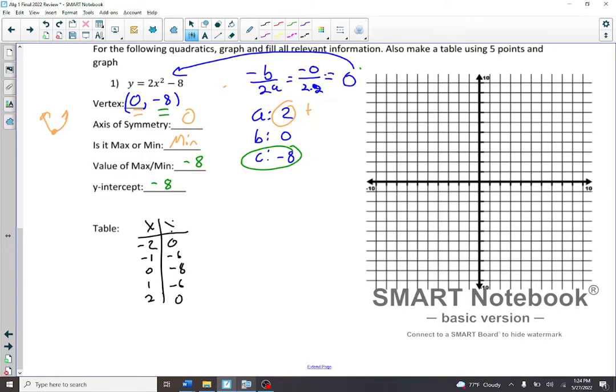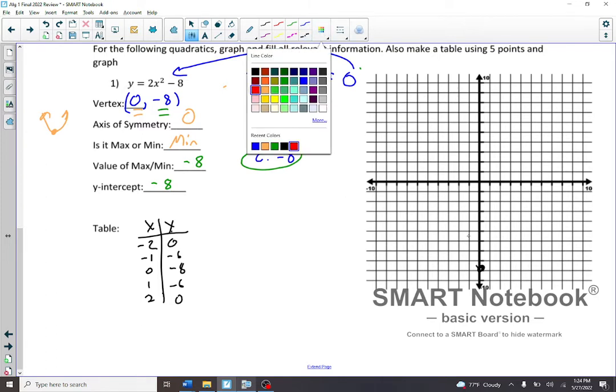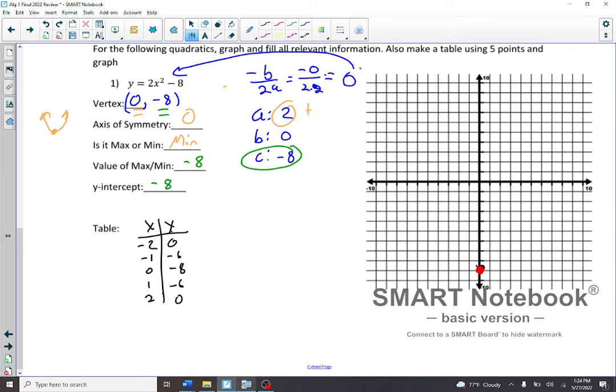All right, that's x, that's y. And then I saw the graph, so I know it should look upwards. So negative 8, I'll use a different color. Negative 8, negative 6, 0, 0. All right, we're over here. And then just connect the dots. Okay. All right.